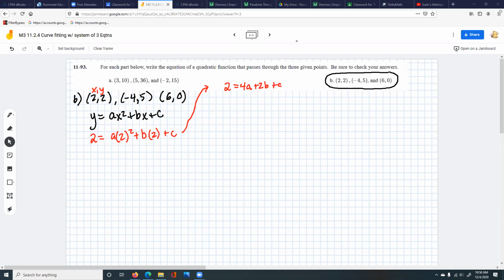Okay, second equation is going to come from this point, x, y. So I'm going to plug in 5 here. 5 equals a times negative 4 squared plus b times negative 4 plus c. Okay, I'm going to clean it up, put it up here. And 5 equals 4 squared is 16, 16a minus 4b plus c. And third equation, go ahead and set up the third equation.